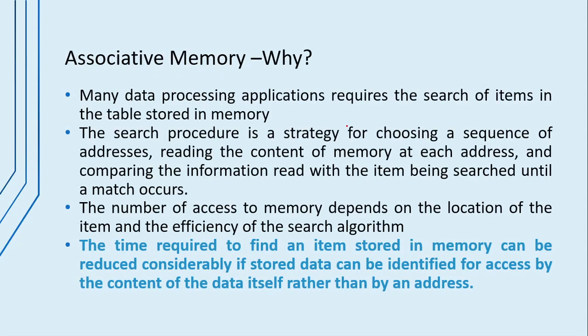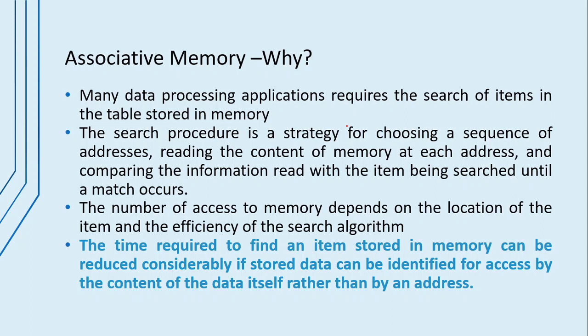Now, first we will see why associative memory is required. In many data processing applications, we need to search for items in a table. The table is stored in memory. So whenever you want to find that item, the search procedure is a strategy for choosing the sequence of addresses, reading the content of that memory at each address, and then comparing that information read with the item being searched until the match occurs.